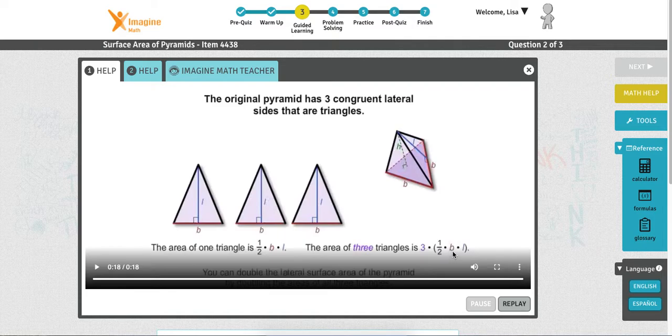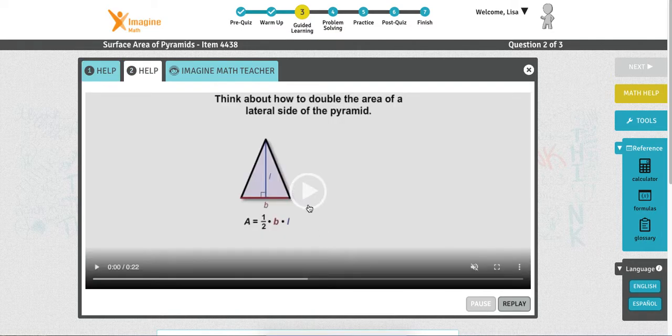Well, if I'm doubling, then I'm going to be multiplying by 2. Only one of these, though. You don't need to multiply both by 2. You only need to multiply one by 2. Now, if that was confusing, we can also go to the second help.